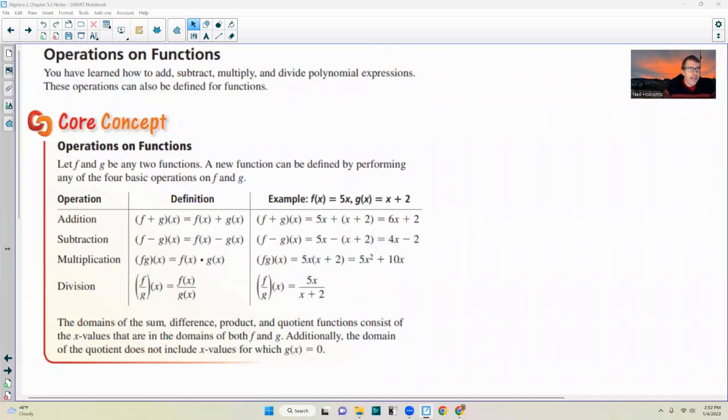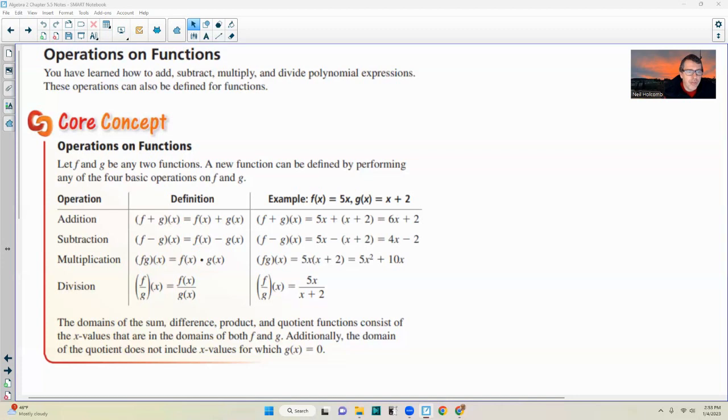Okay, so operations on functions. You have learned how to add, subtract, multiply, and divide polynomial expressions. These operations can also be defined for functions. So the core concept in this section is operations on functions. Let f and g be any two functions. A new function can be defined by performing any of the four basic operations on f and g. An operation of addition would give us f plus g of x equals f of x plus g of x.